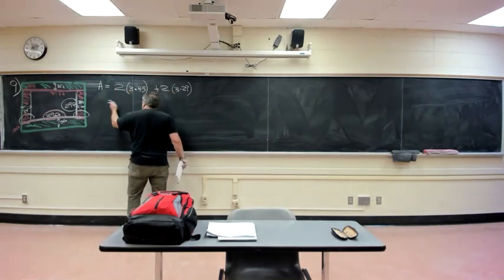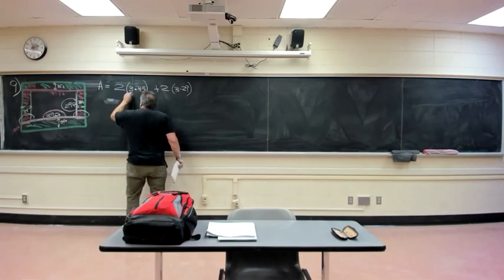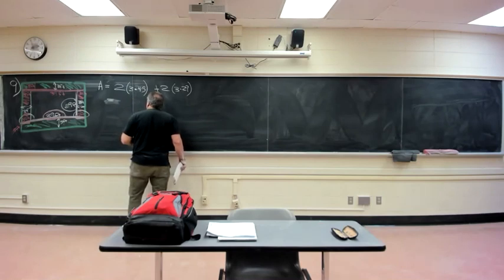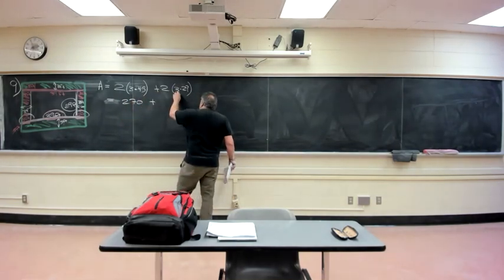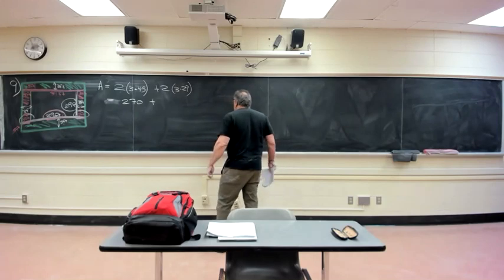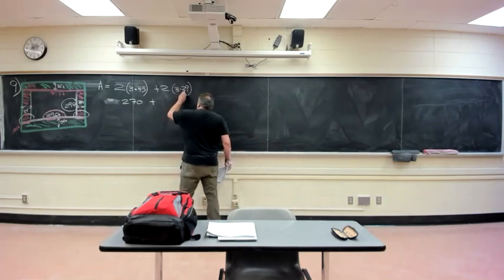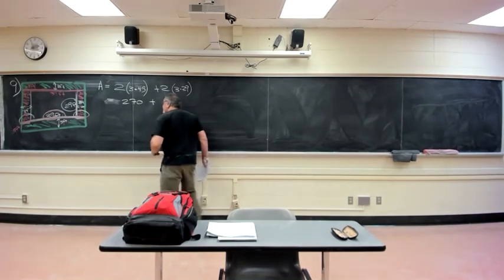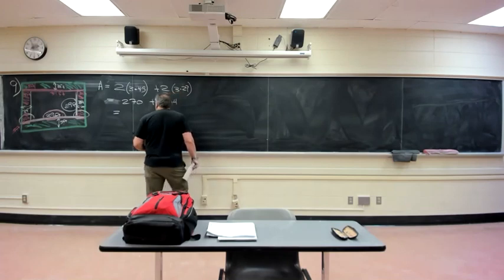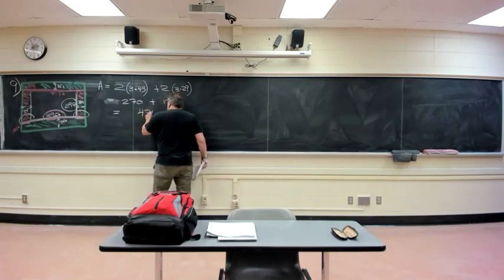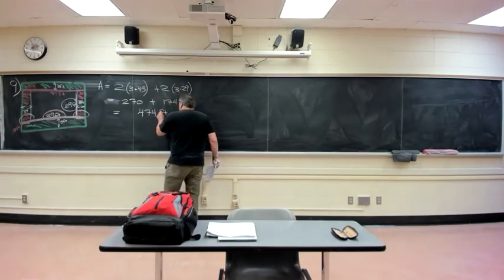3 times 45 is 135. Double 135, you get 270. 3 times 29 is 87. If you double 87, you get 174. Sounds good to me. Add them together, you get 474 square feet.